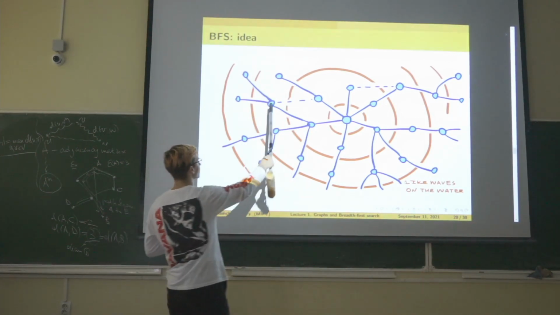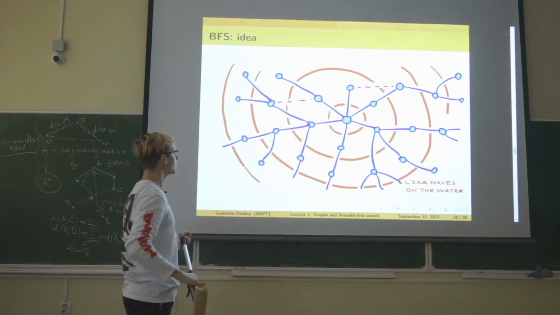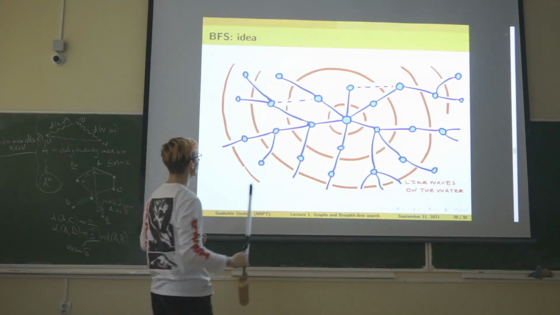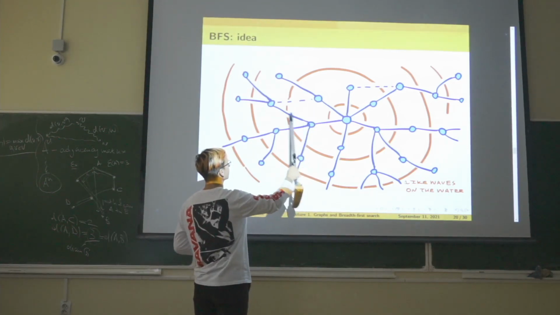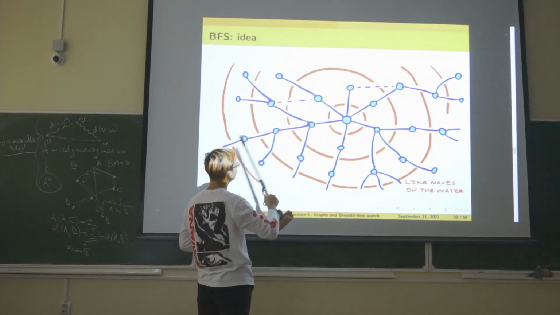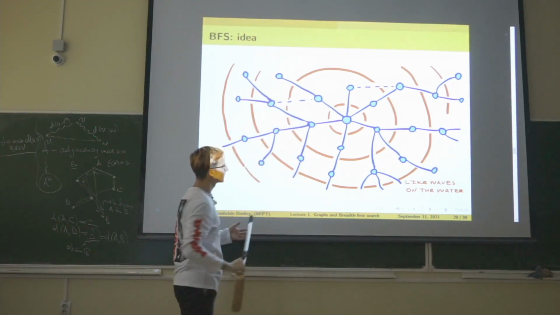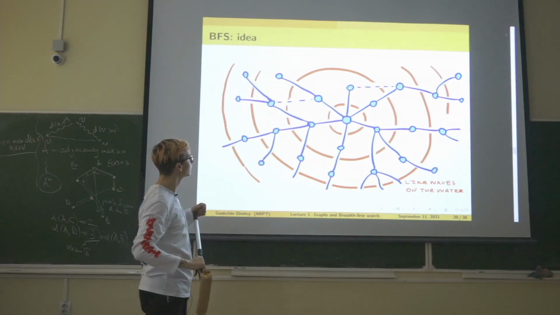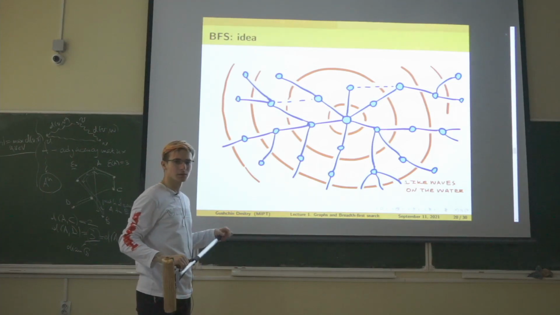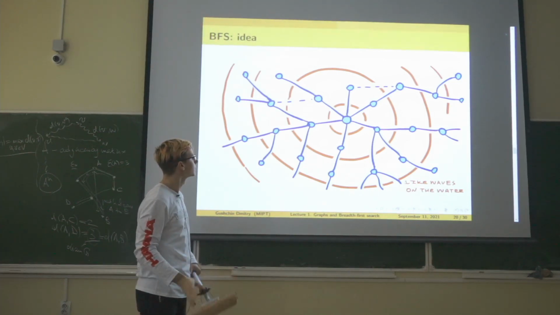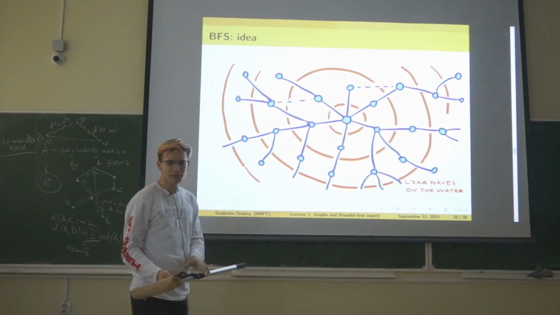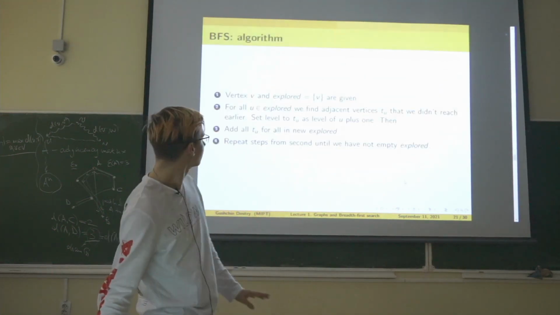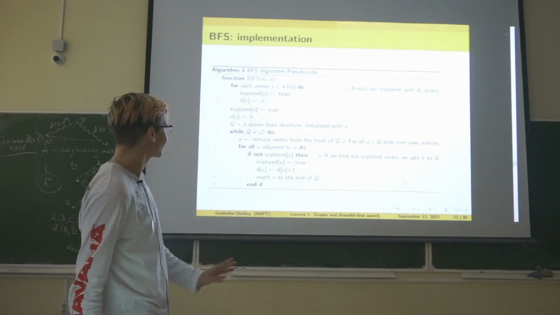But about vertices that are dashed on the picture, I think dashed vertices we visit from different endpoints, and we get twice the number of edges. But of course, it doesn't matter. So we don't spend any time for this. Okay. Yes.